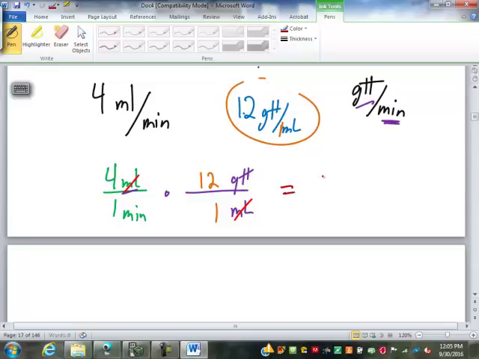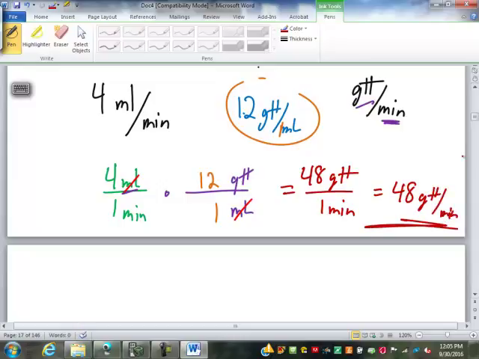4 times 12 is 48 drops. 1 minute times 1 is just 1 minute. So it's 48 drops over 1 minute, or 48 drops per minute. What do you think? Better than a sharp stick in the eye?